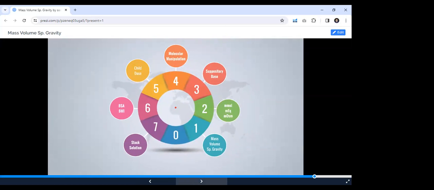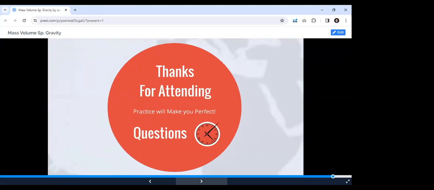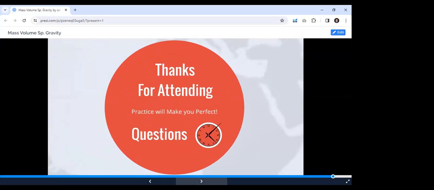So these are the 7 topics. The recording will be available on YouTube. You can watch it there and practice. With practice comes perfection. When you do one kind of question, for example millimoles or milliosmol questions, the full chapter, and you do it multiple times, they are going to be on your fingertips.